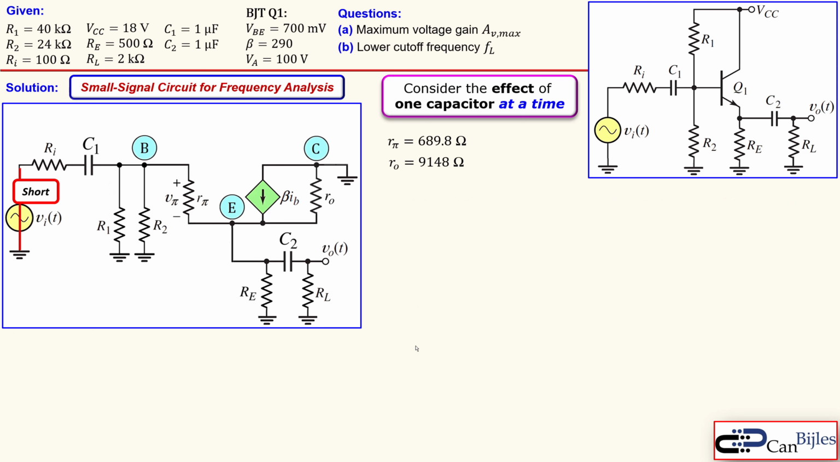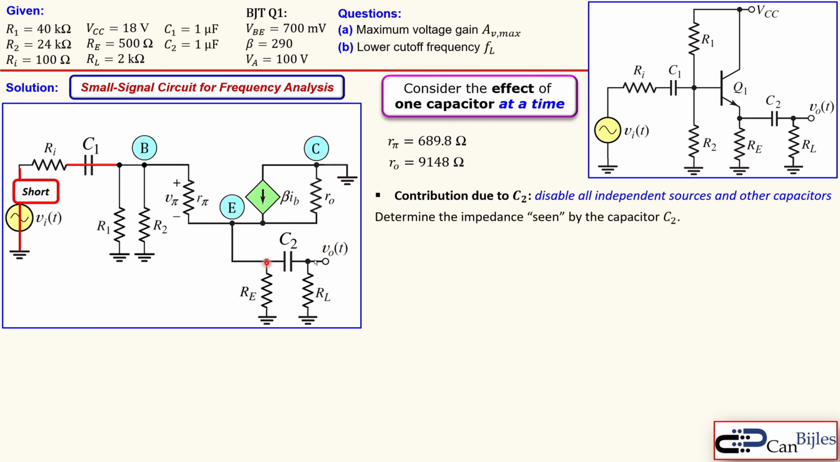Okay, now we need to go to the contribution by the C2, which is the capacitor here, and disable again the independent sources, and we also disable other capacitors. In this case we only short the C1, and so we look at the nodes of C2 and determine the impedance seen by the C2. And that time constant is again similar to the C1, is the product of the capacitor C2 and the impedance seen by this capacitor C2, which is the Z sub C2.